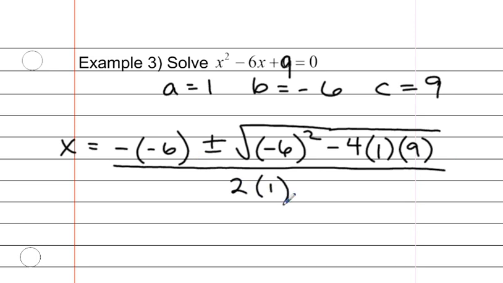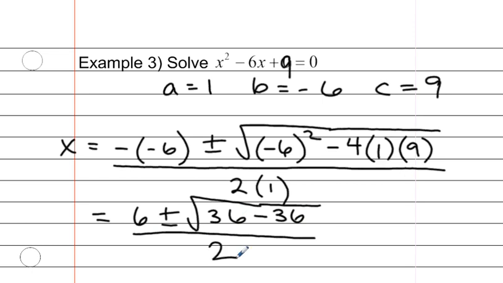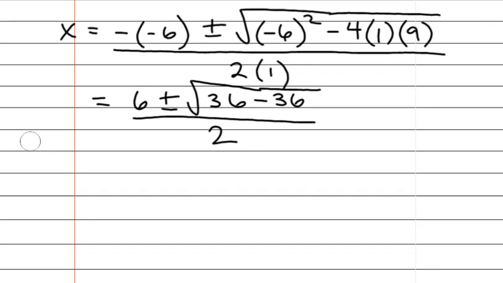Okay, when we simplify this down a little bit, we have a positive 6 plus or minus the square root of 36 minus 4 times 1 times 9, which is also 36, over 2. And so now you can see what's happening there is we have 36 minus 36, which is just 0. And the square root of 0 is just 0.